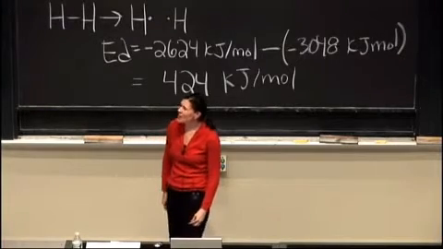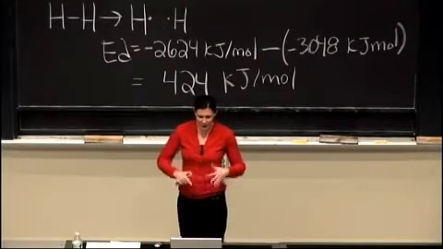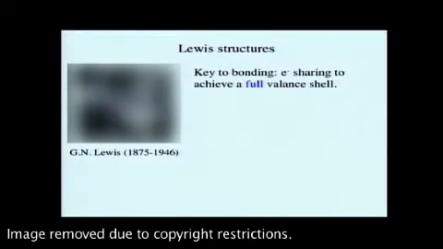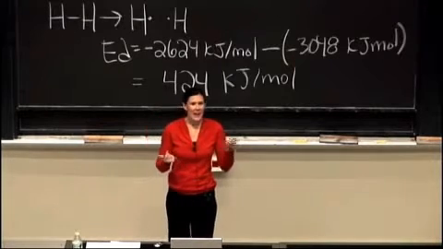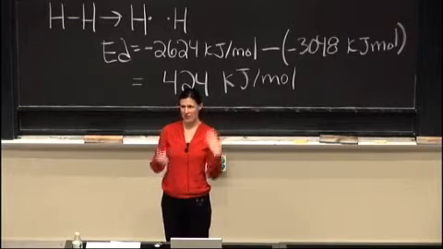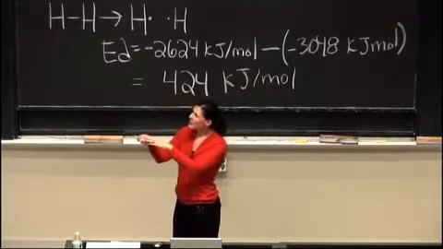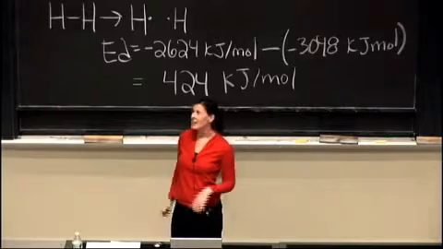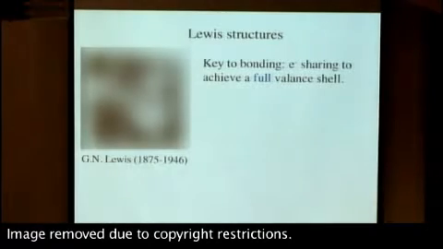Lewis structures are basically an organizing principle of bonding in molecules, which is the idea that when we're thinking about bonding, the key is to achieve a full valence shell in each of the individual atoms. So we want to have, in an H-H bond, for example, a full shell for each of the hydrogen atoms. And G.N. Lewis is the scientist who is credited with coming up with this way to represent it.